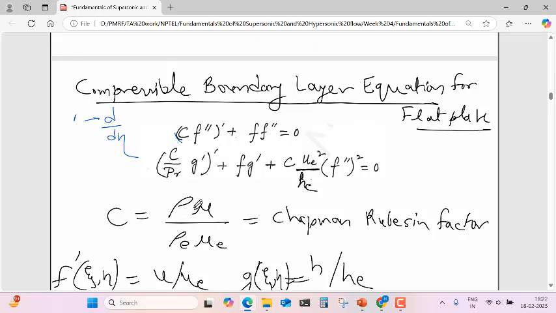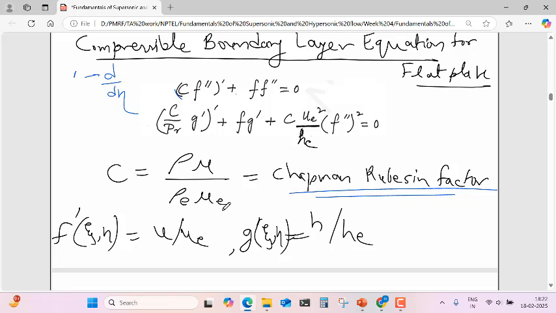And C is given by rho mu upon rho e mu. This constant is called the Chapman-Rubesin factor. And here F dash is not only a function of eta. F dash eta equals u upon ue and g eta equals h upon he.